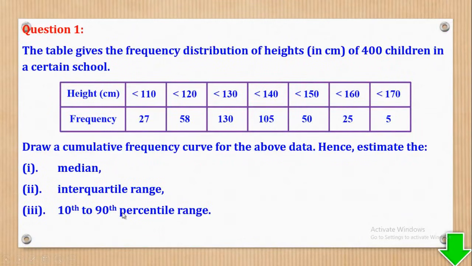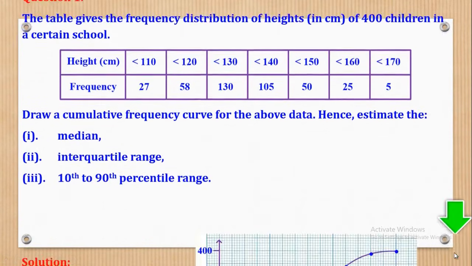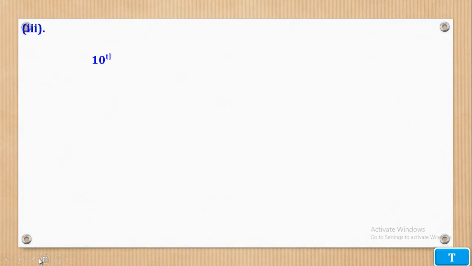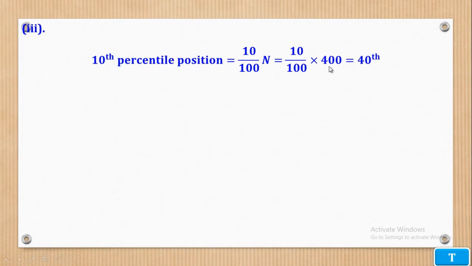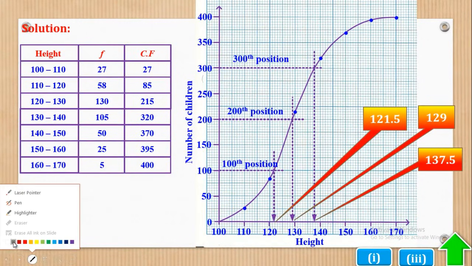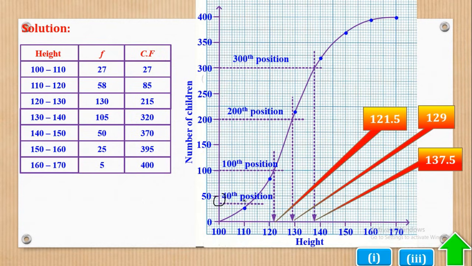wants the 10th to 90th percentile range, so we have to get P10 and also P90 using the OGIVE. So we need to first get the position. So P10 or 10th percentile position is 40, therefore we shall come here, locate 40 here, and take a horizontal line to meet the curve. Then drop a perpendicular to meet the horizontal axis and read off this point, and that value will be 112, which will be your P10 or 10th percentile.